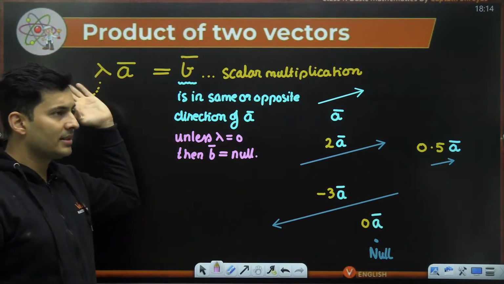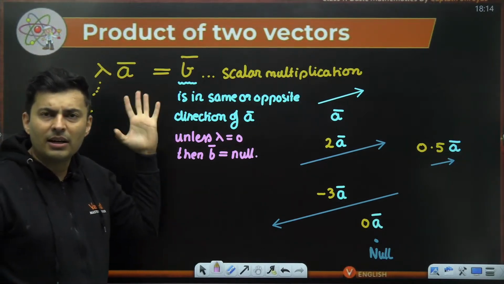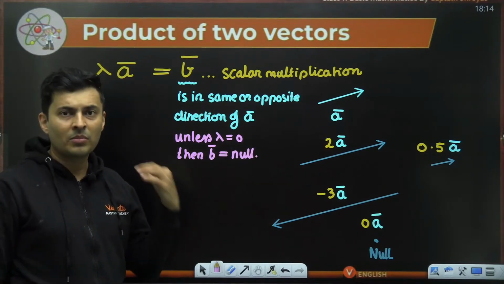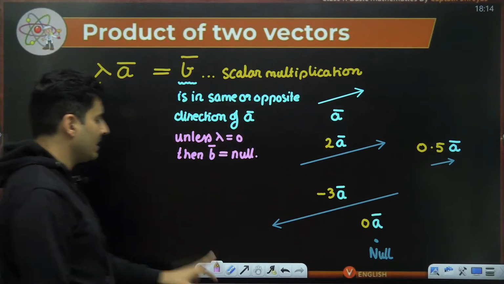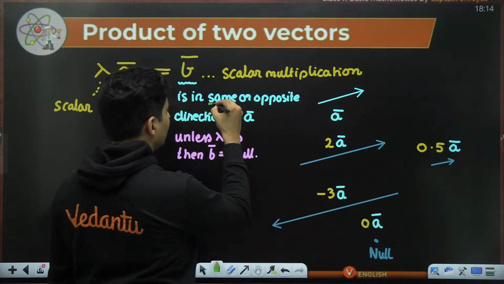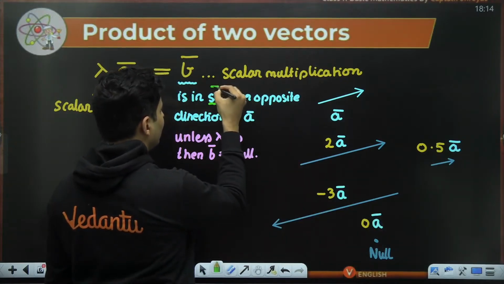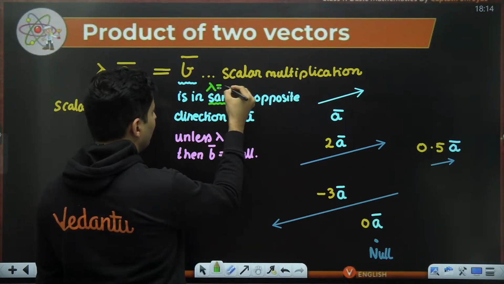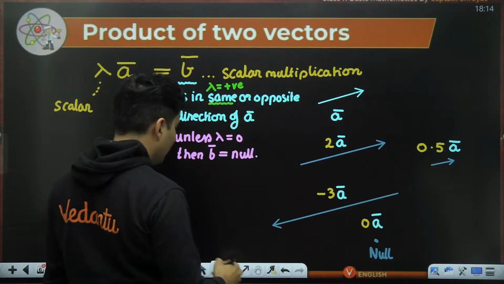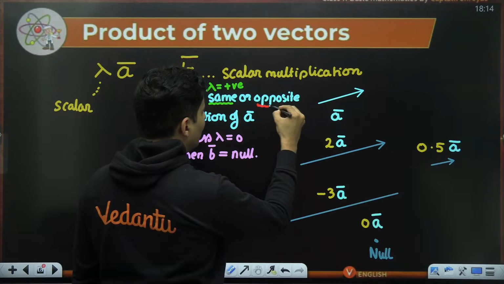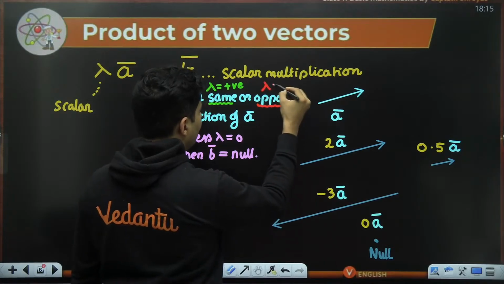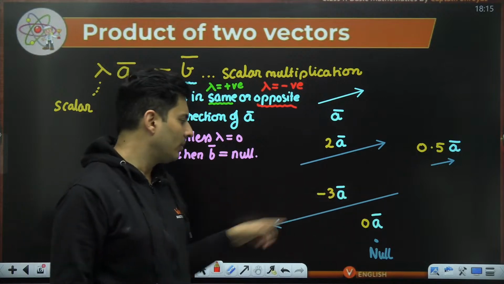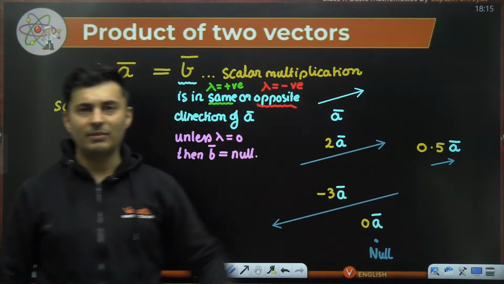So as long as this is some number like 3, 500, whatever, it will be either in the same direction or in the opposite direction. It is obvious. The answer will be same direction if lambda is nothing but a positive number, and it will be in the opposite direction if lambda is a negative number. It kind of makes sense. Negative means opposite direction, positive means same direction.